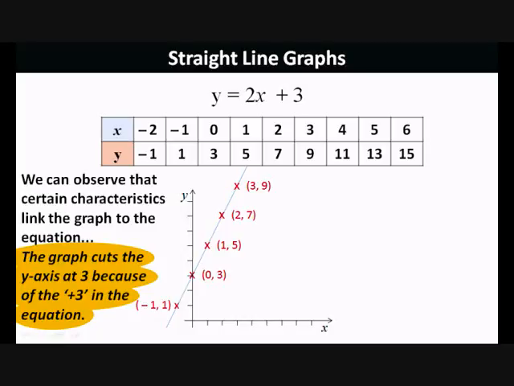Let's think about that. It's got a plus 3. So when x is 0, you get 0 times 2 plus 3. So when x is 0, all you get is the plus 3. And because of that, it goes through the point 0, 3. So the fact that it's got a plus 3 in the equation means that it cuts the y-axis at 3.